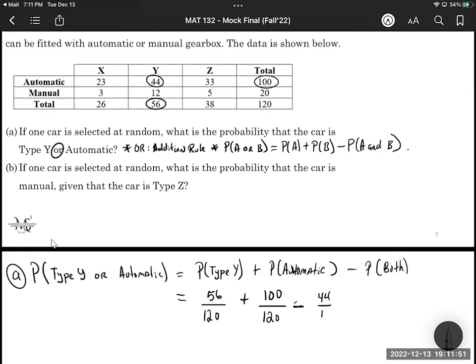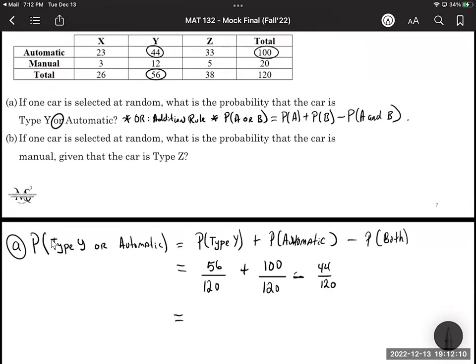All right, because we have these probabilities written as fractions, it makes computing them easy for ourselves, because you see the denominators are all the same. All you have to worry about is adding and subtracting the top numbers, and you leave the bottom alone. So I'll write it this way so you can see it: 56 plus 100 minus 44, all divided by the 120. So now you can work this out. What's 56 plus 100?